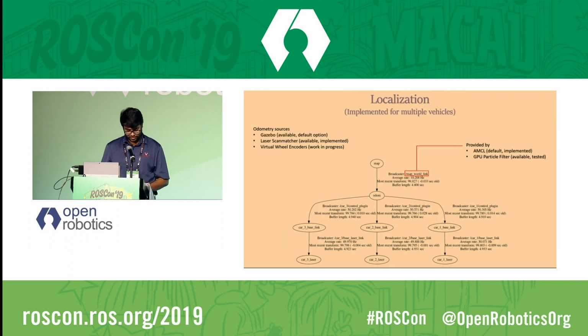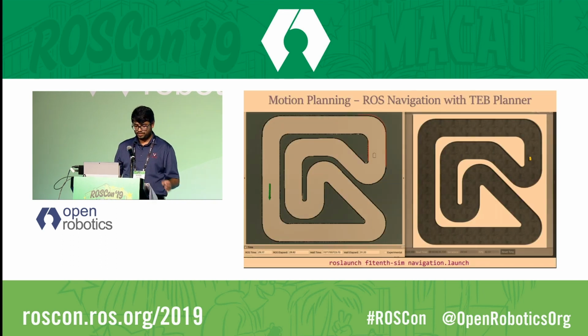The TF tree shows the static link between the map and the odom frame because the particle filter directly publishes map to base link. Here is a video showing ROS navigation implemented with the help of a TEB local planner.